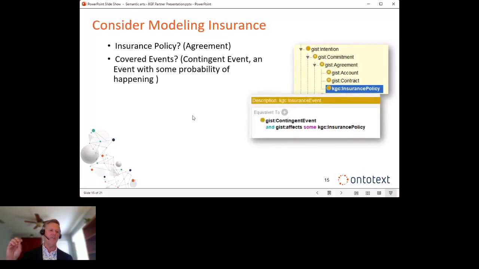Whereas if you want to talk about covered events in the insurance world, so what kind of events are covered? Again, there are a few subclasses of event, and one is contingent event.